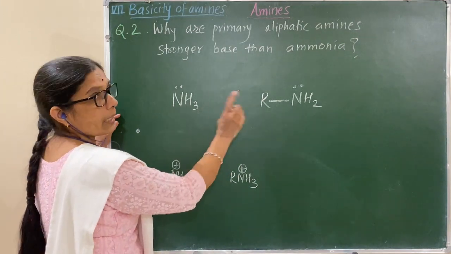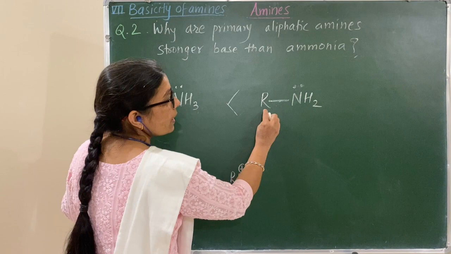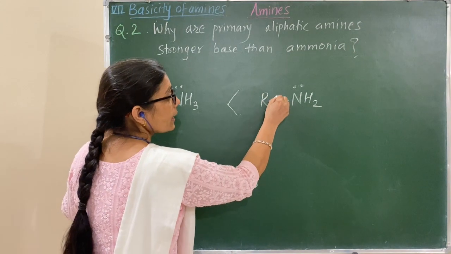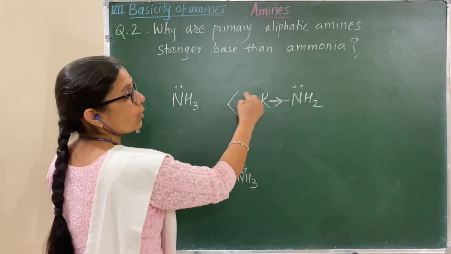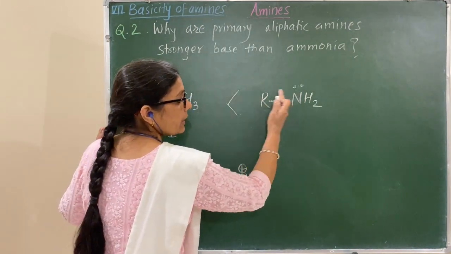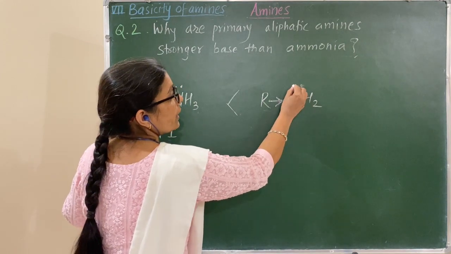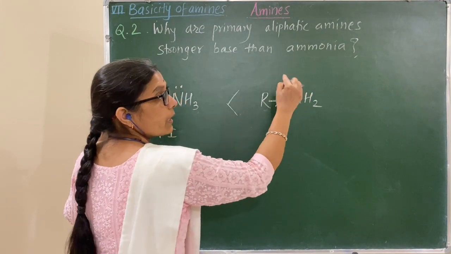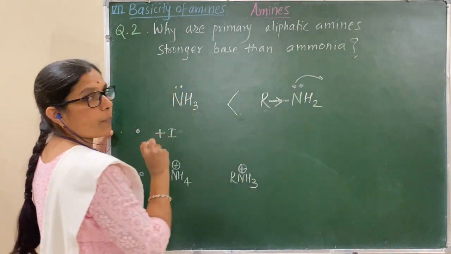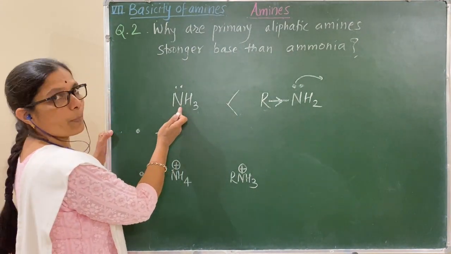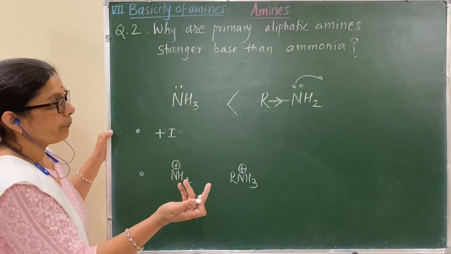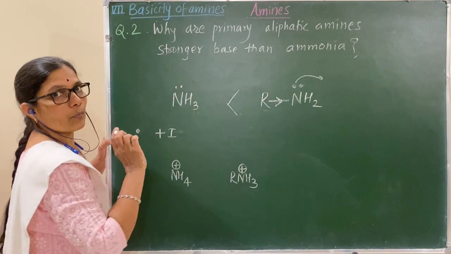First, write this here. In case of primary amine, there is one alkyl group that has an electron donating inductive effect. Show it like this. That is a plus I effect. Due to that electron releasing, electron donating inductive effect, this electron pair is more available for donation or for abstraction of H plus ion than in case of ammonia. In case of ammonia, there is no plus I effect, no alkyl group. Okay, that explains the first point.